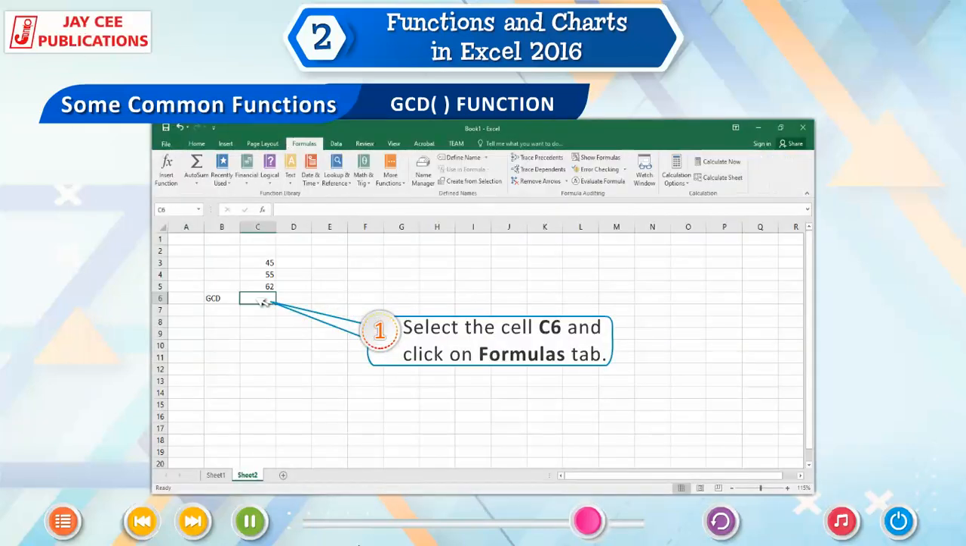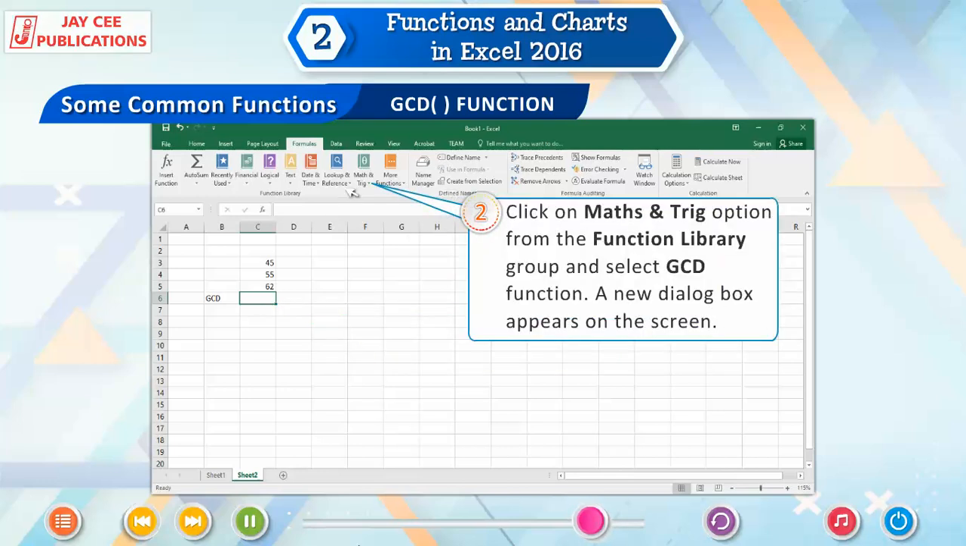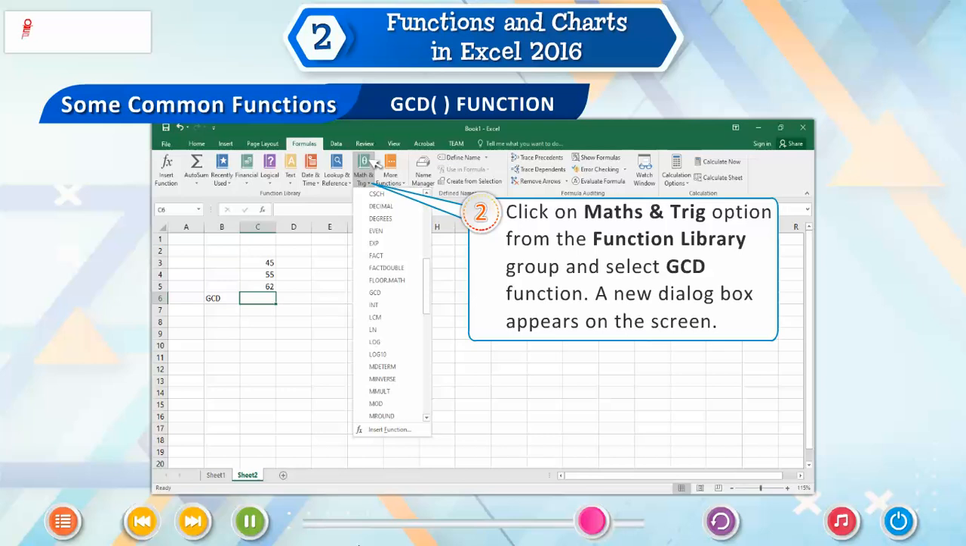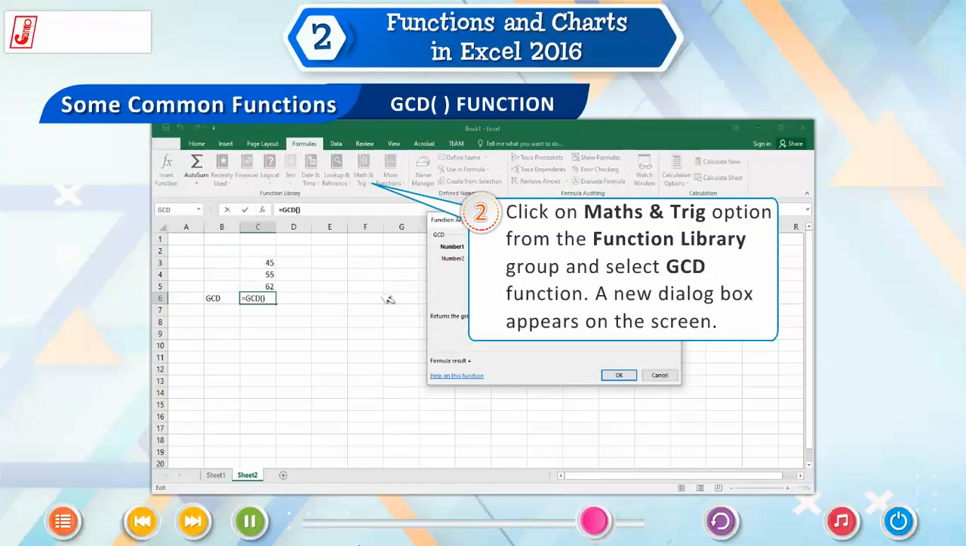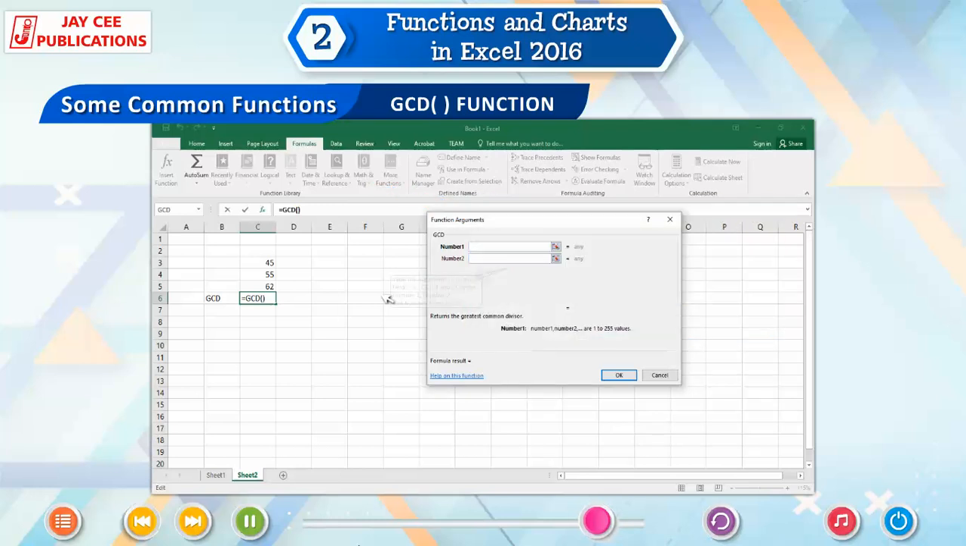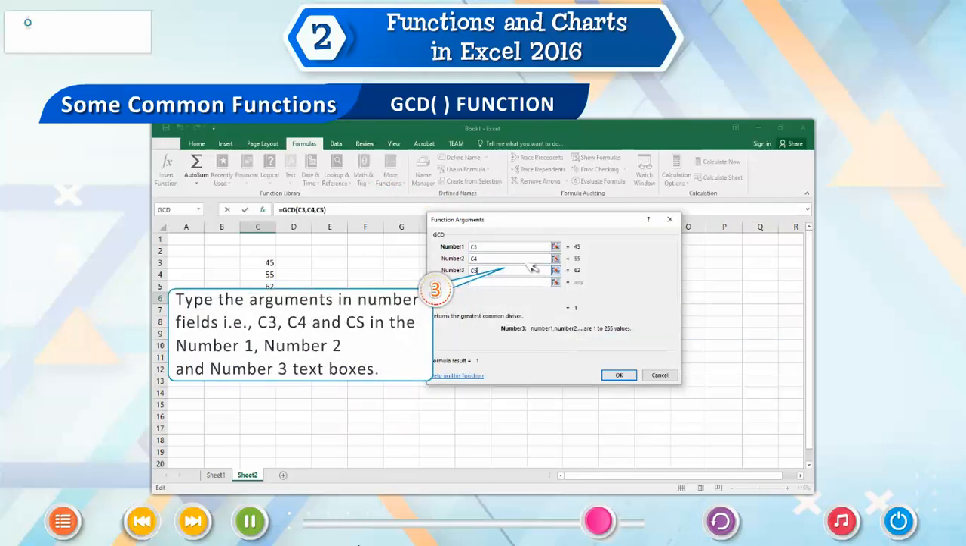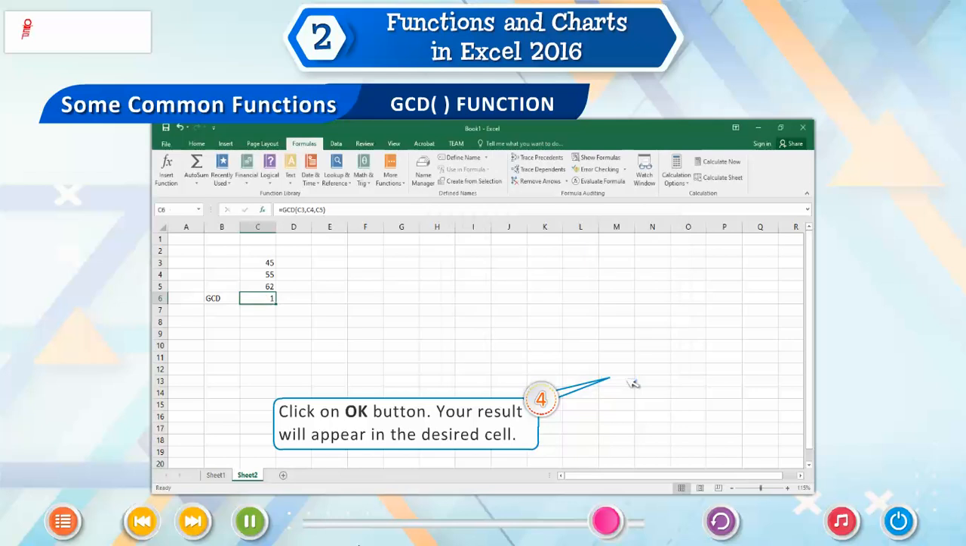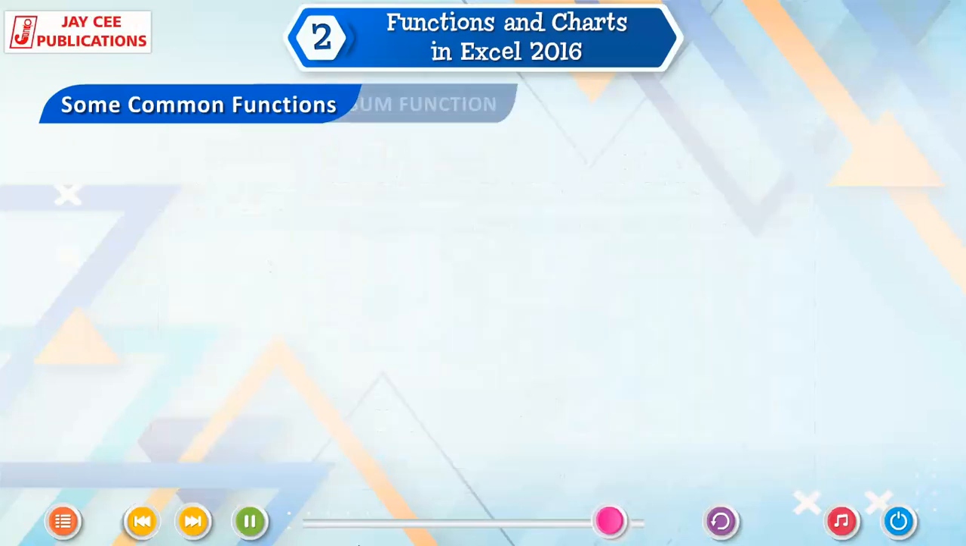1. Select the cell C6 and click on Formulas tab. 2. Click on Maths and Trig option from the Function Library group and select GCD function. A new dialog box appears on the screen. 3. Type the arguments in number fields, that is C3, C4 and C5 in the number 1, number 2 and number 3 text boxes. 4. Click on OK button. Your result will appear in the desired cell.